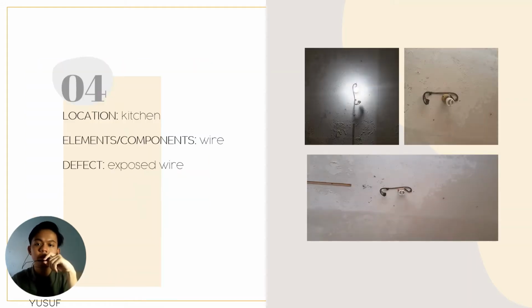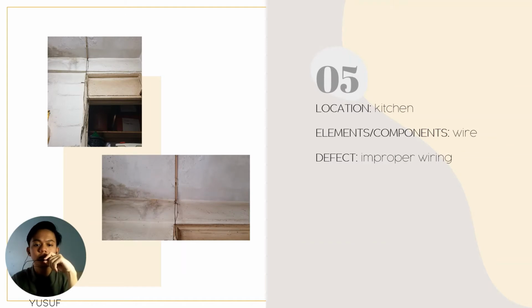Next is number 4, located at the kitchen. The element is wire. The defect is exposed wire. Possible causes are mainly due to lack of workmanship skills, amateur electrical work. So remedies: number 1, unplug the electrical wire and switch off the power source. Number 2, wrap all the exposed wire with electrical tape, and then cover the exposed wire later with a cable raceway. So next is the last defect for me.